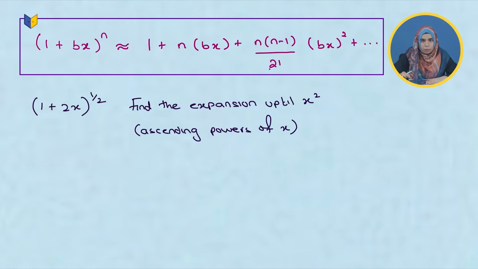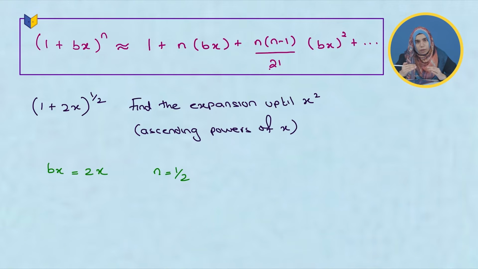This is the first example. As you can see, this constant is already a 1, so I do have the 1 plus bx form already. In place of bx, what I see is 2x, and in place of n, I have half. But once again, I'm picking the value of bx after making sure the constant a is already a 1.